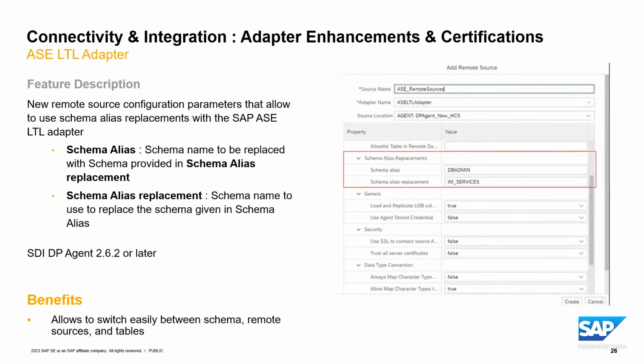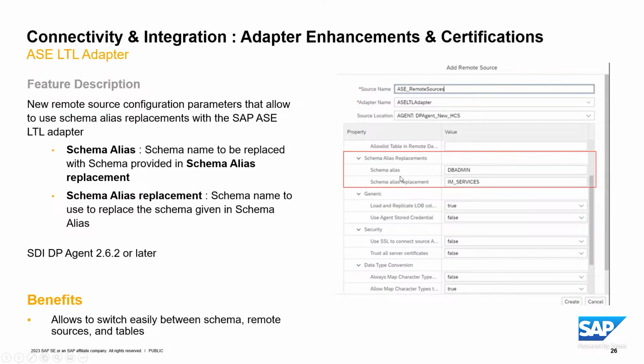The next feature is the enhancement for the SAP ASC LTL adapter. With the SAP ASC LTL adapter remote source configuration, we added a new parameter group called schema alias replacements. The schema alias replacement group has two options: schema alias and schema alias replacement.